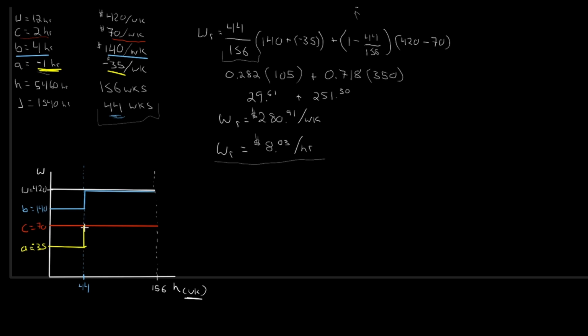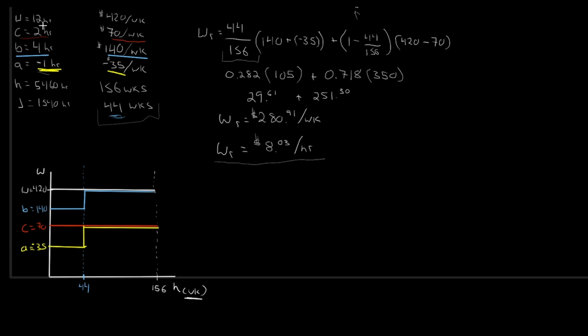So we have this trade-off to consider. Do I work at 420 minus my 70 cost for the 156 weeks? Or do I choose to be unemployed for a period of time, getting this unemployment benefit for 44 weeks minus my disutility of unemployment, and then get a new job over the rest of my horizon? Well, let's work out what our employment rent would be.